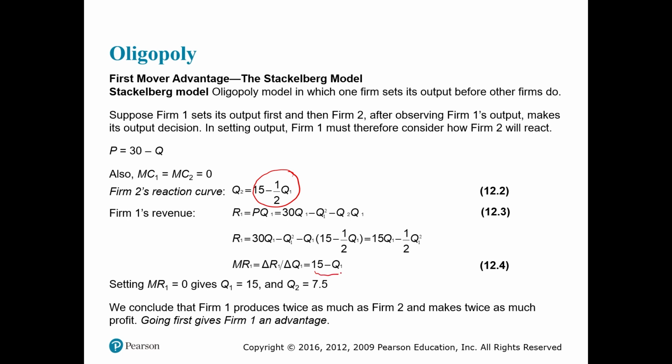The marginal revenue is 15 minus Q1. So MR equal to 0 gives Q1 equal to 15 and Q2 is 7.5. So we conclude that firm 1 produces twice as much as firm 2 and makes twice as much profit. Going first gives the firm an advantage. Because firm 1 is deciding first, we are assuming that it decides according to its own profit maximization, and in this way firm 1 selects 15. Now firm 2 has no option but to take that 15 as given, and in this way it decides, okay, I'm going to produce 7.5. This model is called the Stackelberg model.